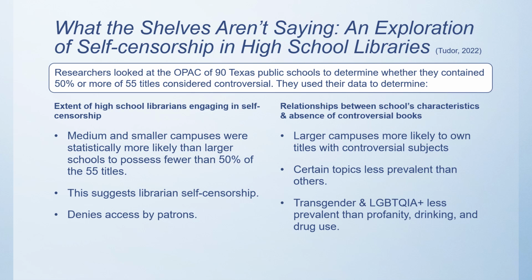They also determined the relationship between schools' characteristics and the absence of controversial books. They found larger campuses were more likely to own titles with controversial subjects. Certain topics were less prevalent than others. For example, transgender and LGBTQIA+ were less prevalent than profanity, drinking, and drug use.